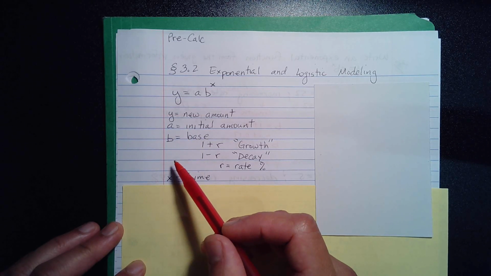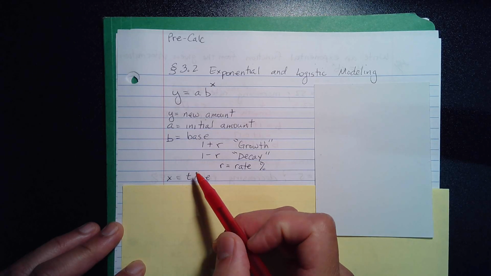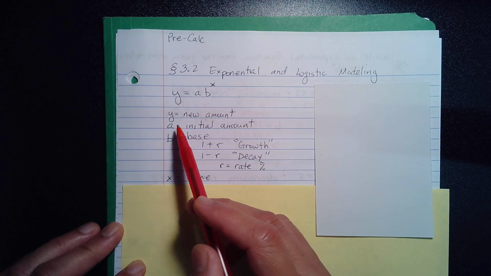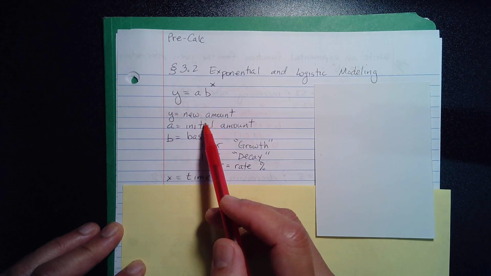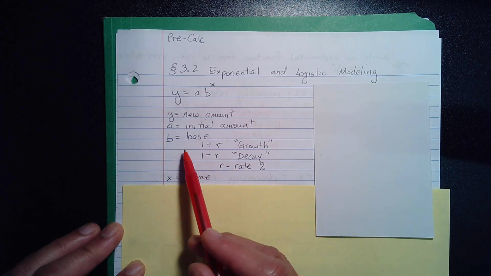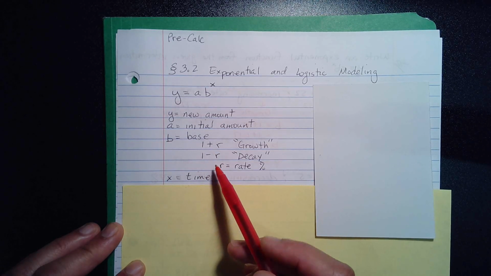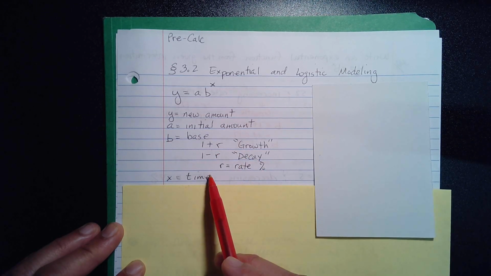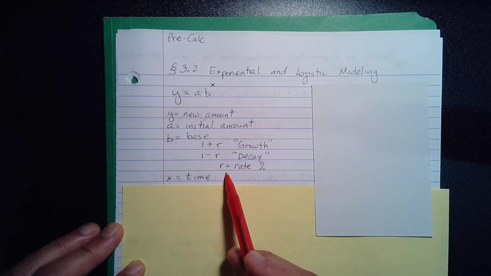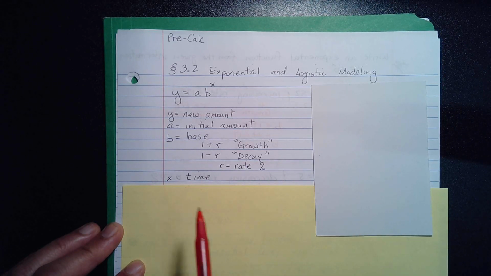When you do these word problems, you need to understand what each variable represents. So when you do the word problem, you could just substitute the value wherever it belongs. So y is equal to the new amount, a is equal to the initial amount or original amount, and b is the base. Now b will either be 1 plus r, that's called a growth because you have a plus, or it's 1 minus r where it's decay. R is the rate. You will usually see a percentage symbol, and x is the time.